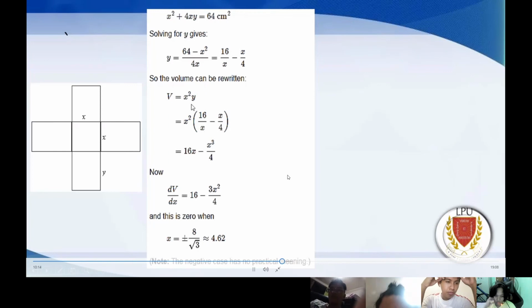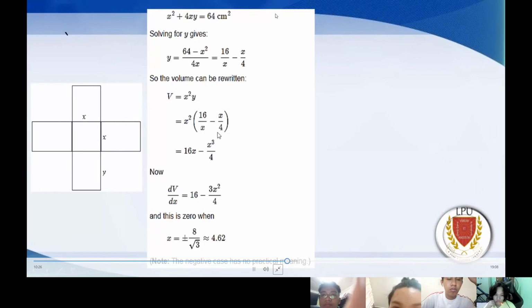Take note, class, I had 2 equations. First equation, second equation. In order for me to solve 2 unknowns, x and y, it's always the rule. Now, substitute the y here, and then distribute x squared to both terms. I'll be having 16x minus x cubed over 4. Now, dV over dx is equal to 16 minus 3x squared over 4. This is after applying the derivatives.